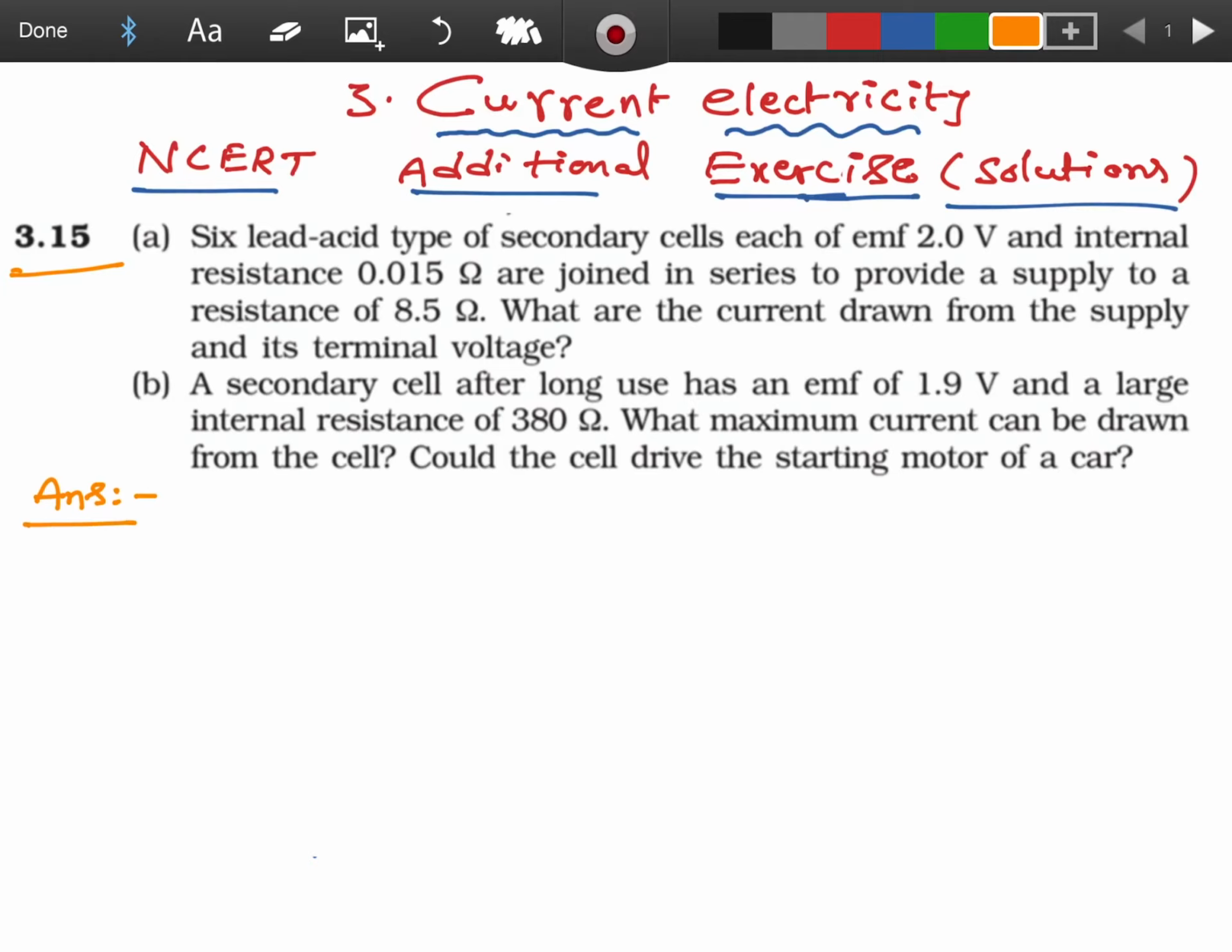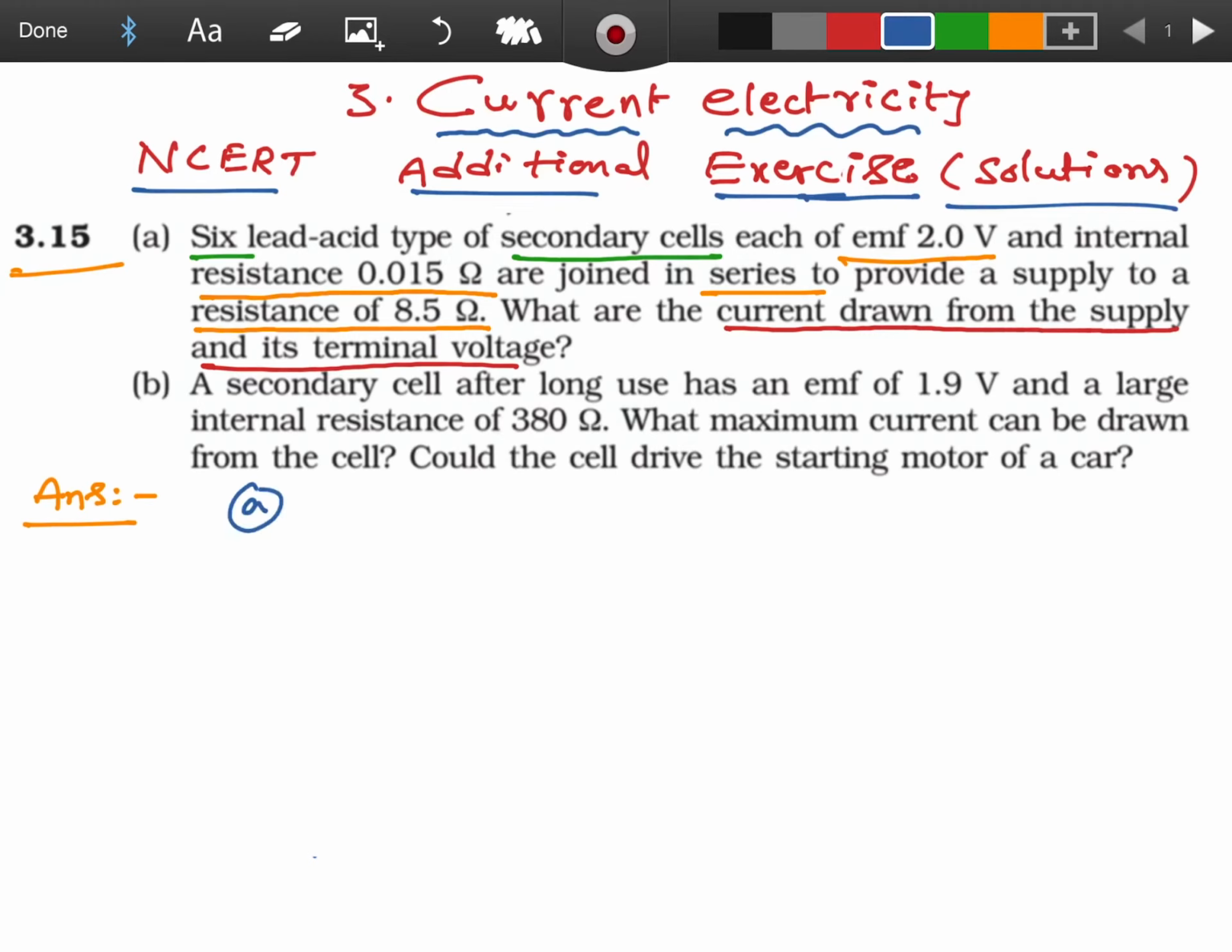Before doing the question, read the question carefully and collect the basic information provided in the question. Here they mentioned 6 lead acid type secondary cells, each of EMF 2 volt and internal resistance 0.015 ohm. All are joined in series to provide a supply to a resistance of 8.5 ohm. What are the current drawn from the supply and its terminal voltage? This is the question.